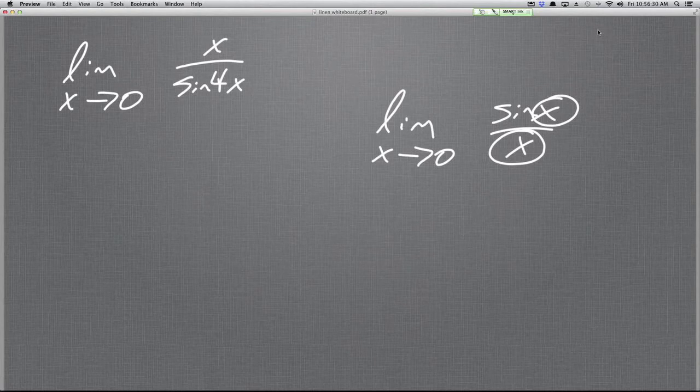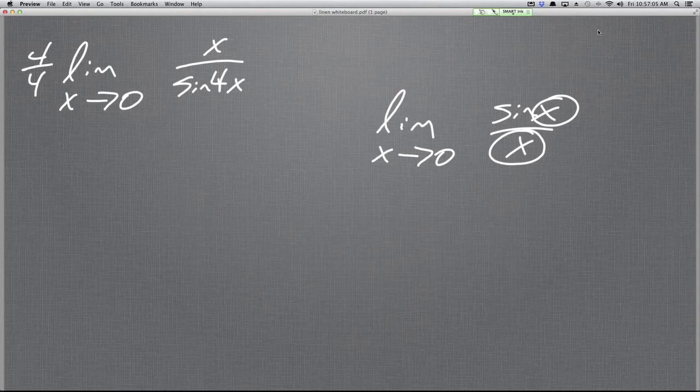So knowing that, and coming back to my case, if I have the limit as x approaches 0 of x over sine of 4x, what kind of manipulations can I do to get it to where the top and the bottom are the same? I can't multiply by just 4. What do I have to multiply by? 4 over 4. So I need to multiply this by 4 over 4 to be able to get the top and the inside of the trig function to look the same.